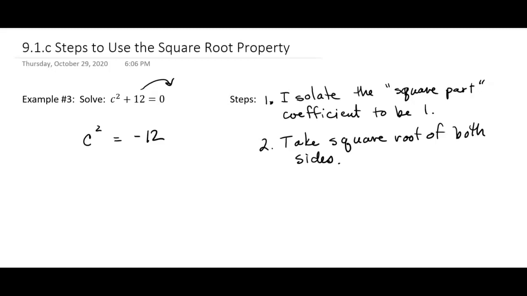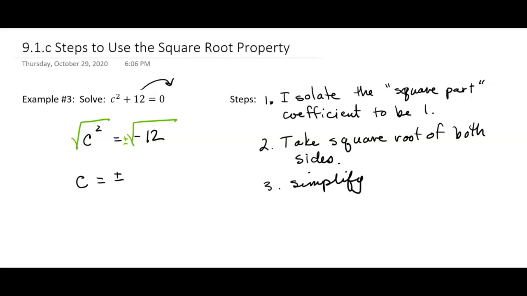That's what I'm going to do right now. I'm going to put the square root symbol here, and I'm going to put the square root symbol here. Notice where I put it. It's the square root of negative 12, and I have to put a plus or minus in front of that. Okay, so then we simplify our answers. So we get c equals plus or minus.